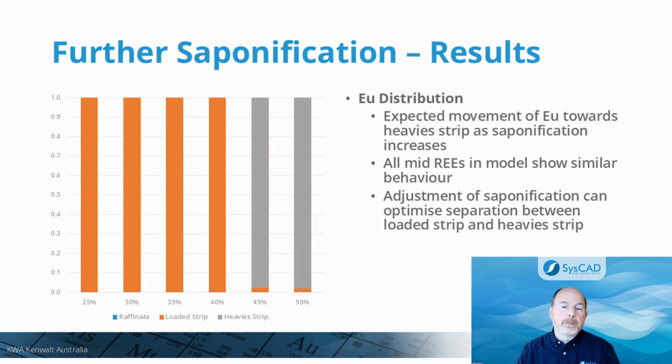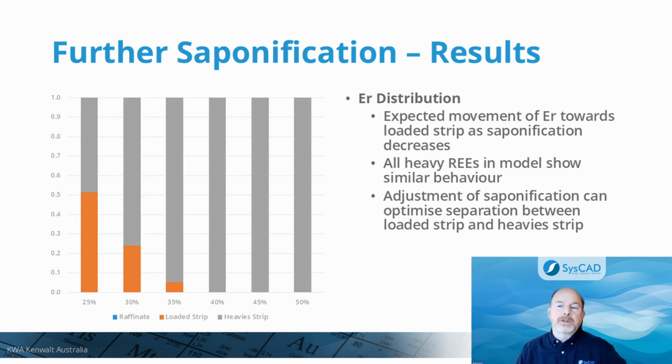For europium, a midweight element, this stacked bar graph shows as saponification extent increases from the base case, distribution favors heavy strip over loaded strip, as expected. And for erbium, a heavier element, this stacked bar graph shows as saponification extent increased, distribution again favors heavy strip over loaded strip. All these results are consistent with expectations and with industrial observations.